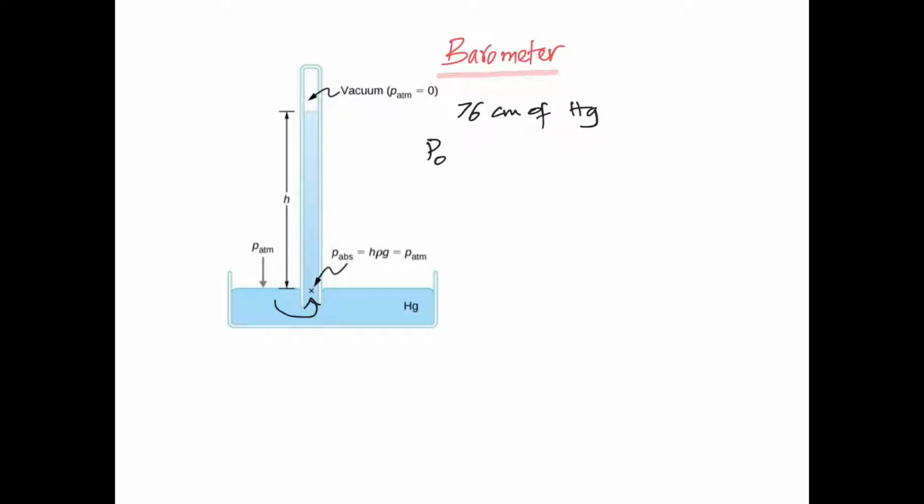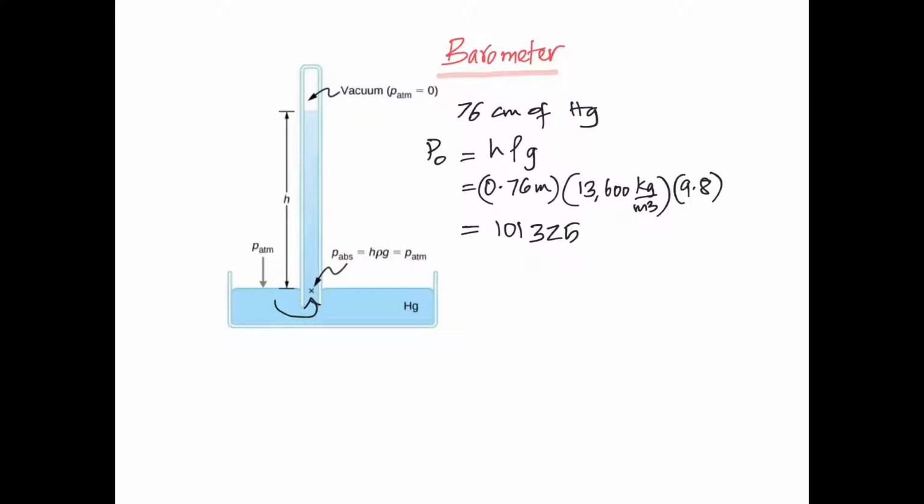So, to calculate the atmospheric pressure, we just need to calculate the pressure due to 76 centimeters of mercury. The height is 76 centimeters, which is 0.76 meter, times the density of mercury. Density is very high for mercury. It's actually 13,600 kilograms per meter cubed, multiplied with 9.8. That gives you 101,325 pascals. So that is the atmospheric pressure.